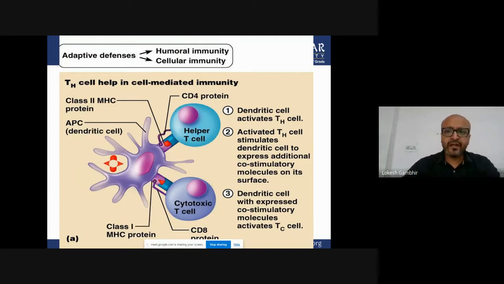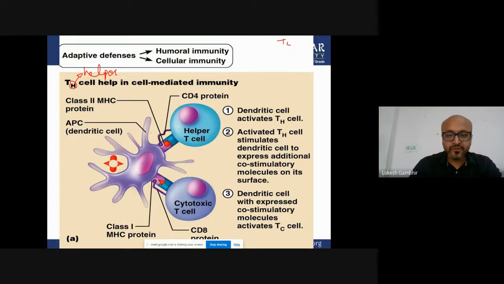So till now we have a very clear understanding of cytotoxic T cells, which cause the lysis of the cell. So what is the function of the H cell? Why do we call it a helper cell? We call it helper because it will be helping. How is it helping?